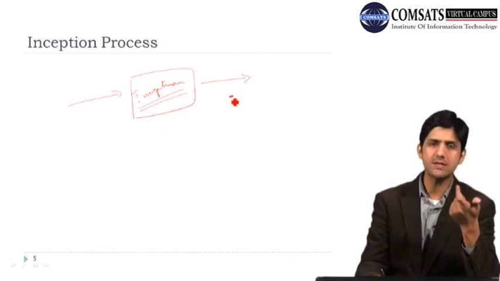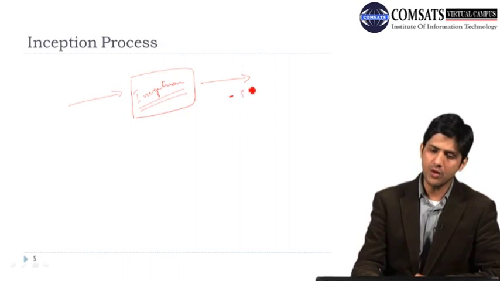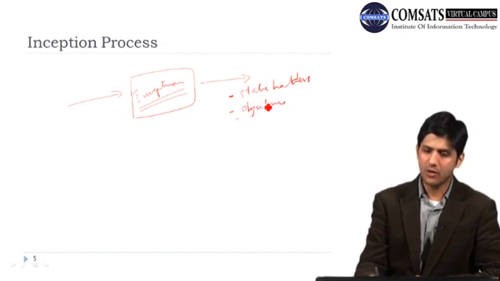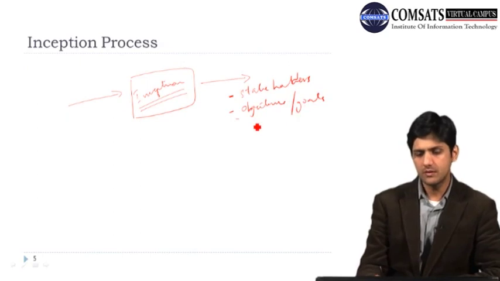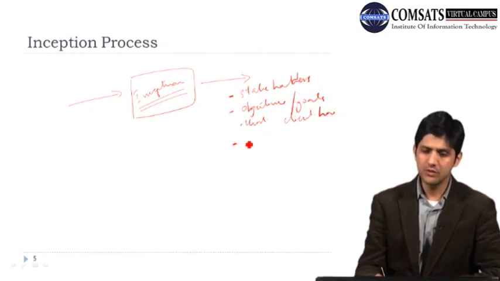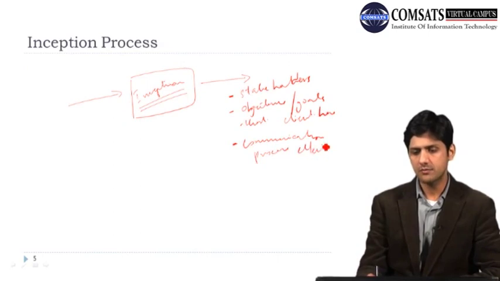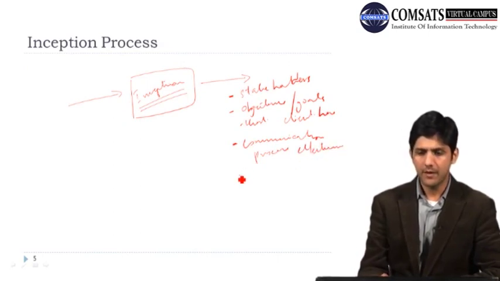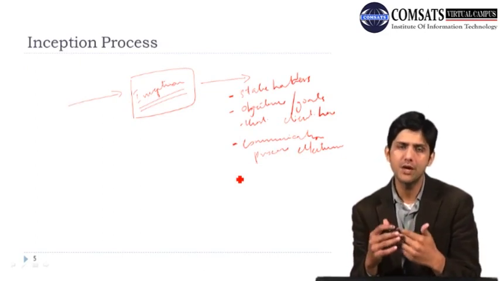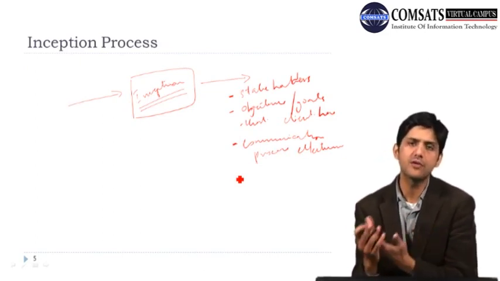So for example, what we desire from the inception process is that we want to identify the stakeholders, we want to identify the objectives or goals that the client has, and we also want to establish the communication process effectiveness. Okay. So these are broadly the things that we want to achieve, or these are the outputs that we desire from the inception process.